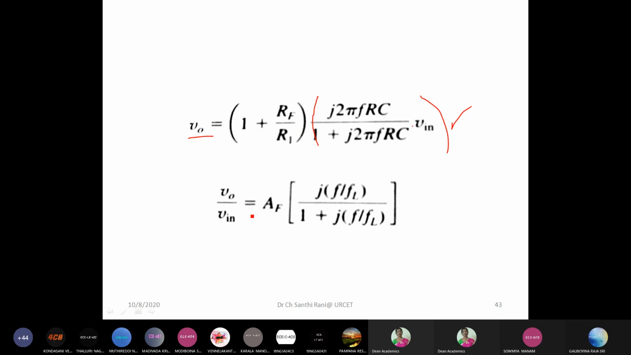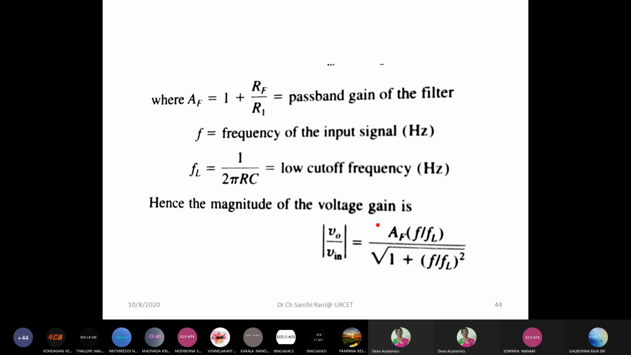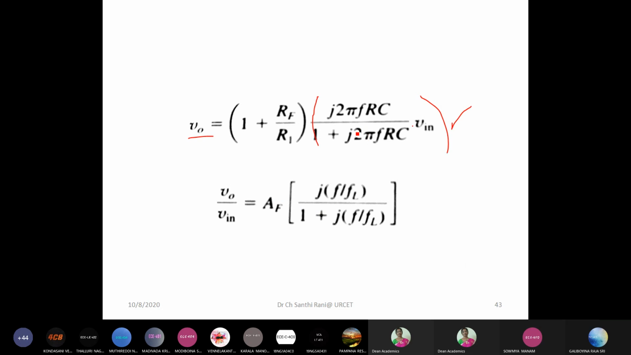And V0 is equal to this much. And when you express this, you write what FL is. FL is equal to 1 by 2πRC, right? So wherever we have j, you leave it, f also you leave, then 2πRC we have. So you write FL is equal to 1 by 2πRC.